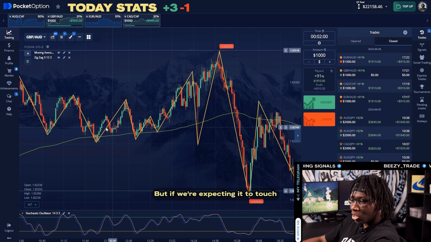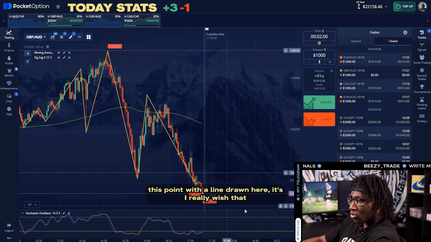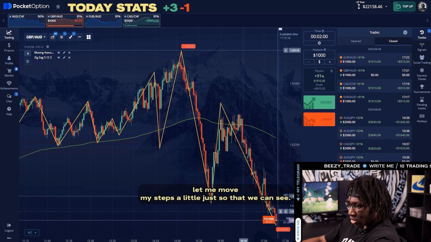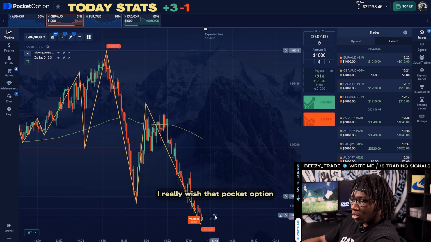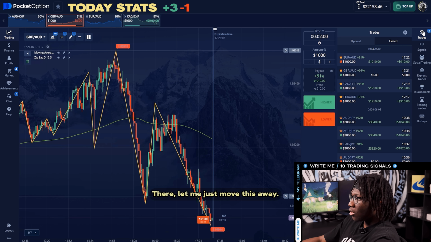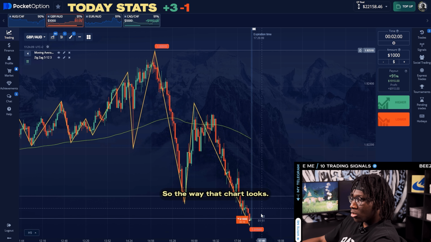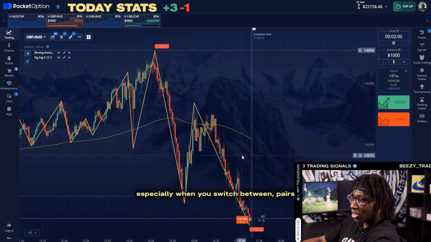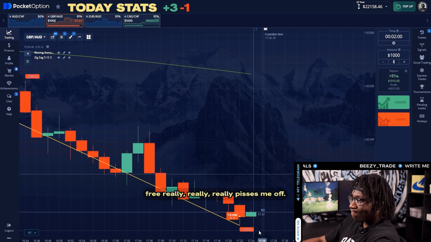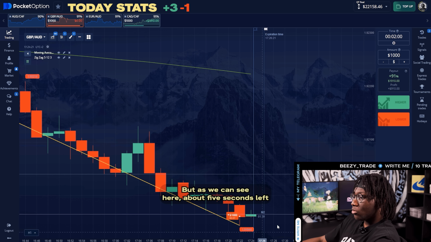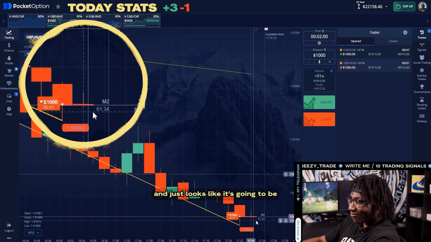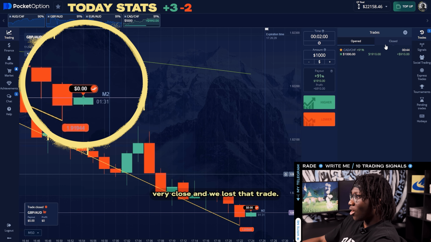But if we're expecting it to touch this point with the line drawn here, I really wish that, let me remove my stochastic oscillator just so that we can see. I really wish that Pocket Option would do a better job with their chart. The way it looks, sometimes it can really be a bother, especially when you switch between pairs. Really annoying. But as we can see here, about 5 seconds left, it's going to be very close, and we lost that trade.